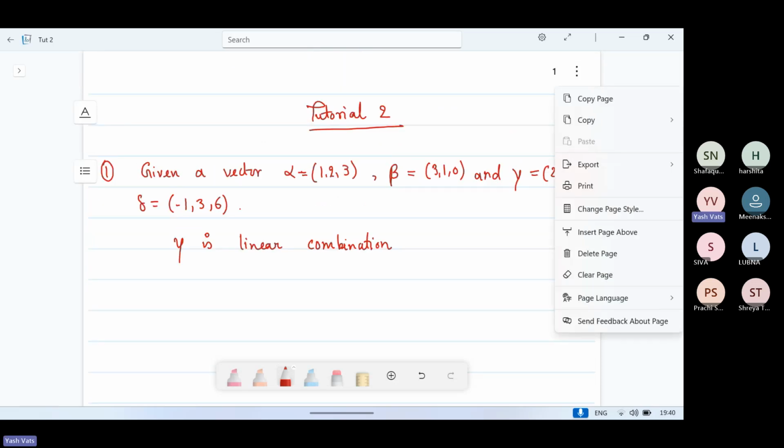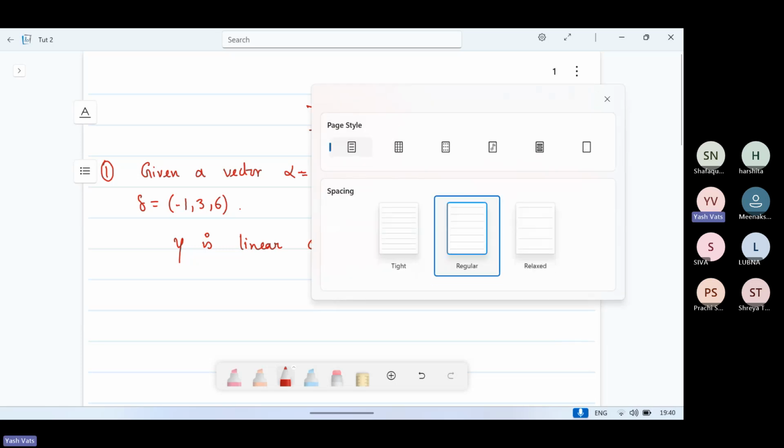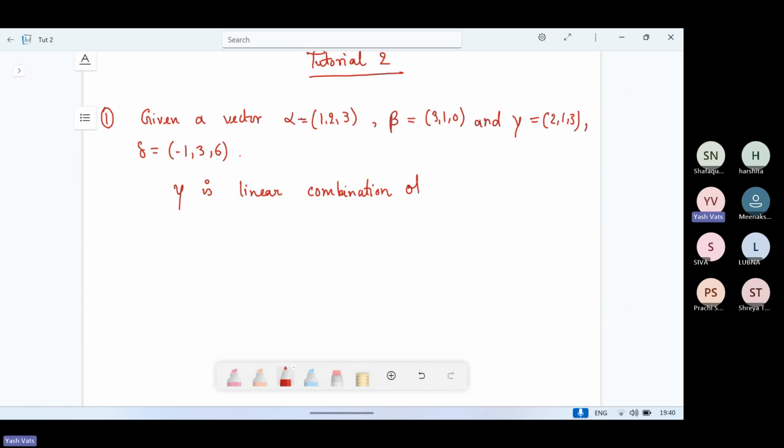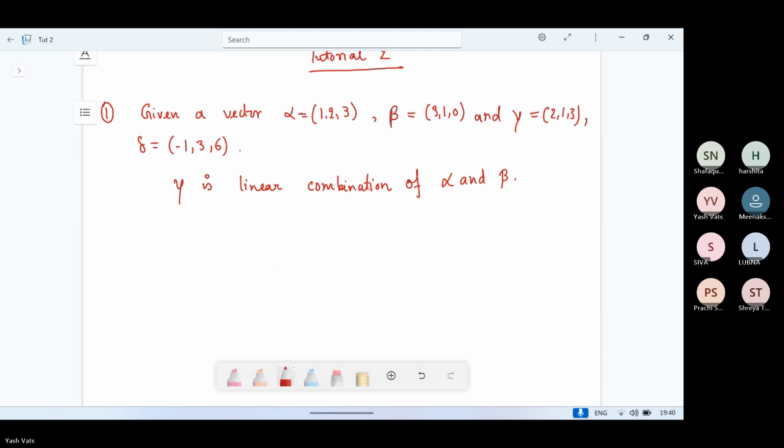Wait a second, I just removed this thing. Whether gamma is a linear combination of alpha and beta. So how do you check that? Any guesses? How would you do that? You have to check that gamma is a linear combination of alpha and beta. What do you mean by linear combination? Anyone?